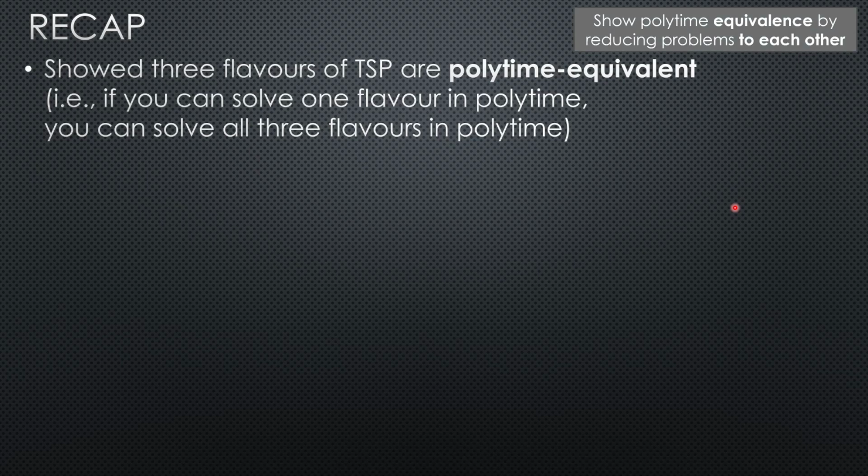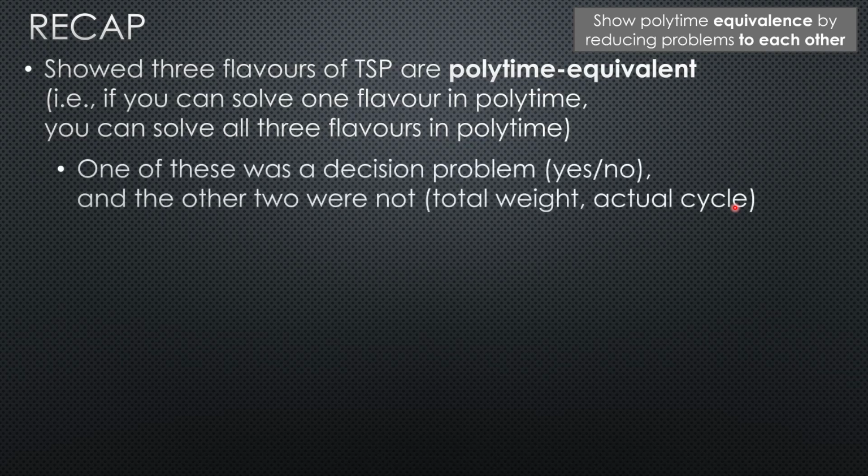Okay? And the way that we show polytime equivalence is that we reduce problems to each other, right? So if I can show that TSP optimal value reduces to TSP decision and TSP decision reduces to TSP optimal value, then I can reduce in both directions, right? So the 2 problems are polytime equivalent. I have to be showing polytime reductions in order for them to be polytime equivalent, right?